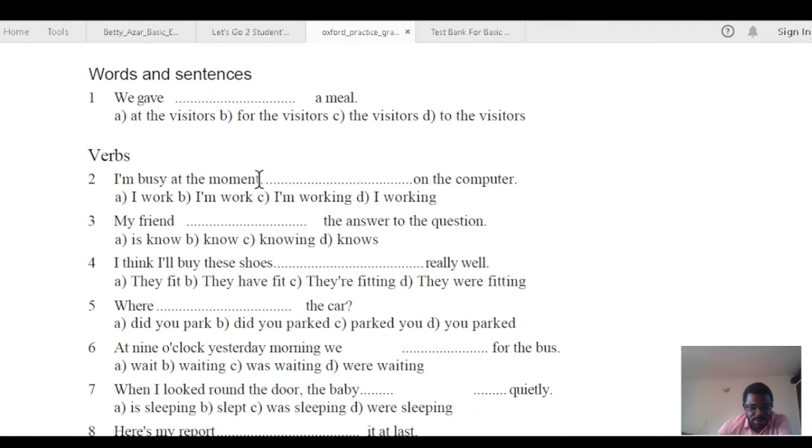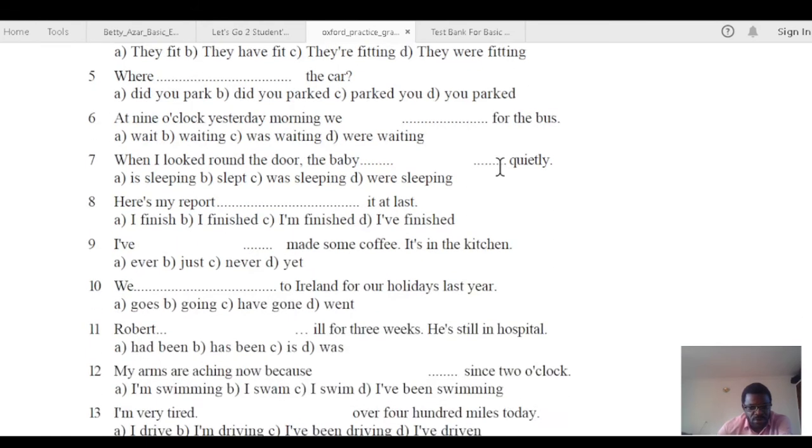So when you see at the moment, this tells me that this is the present continuous tense. So I know they're talking about the present continuous tense. So I have to use my what? My pronoun plus the verb be, then plus the verb, then plus the ing. I am busy at the moment. I am working on my computer. So you have to try this out. There are a lot of them, 1 to 22.